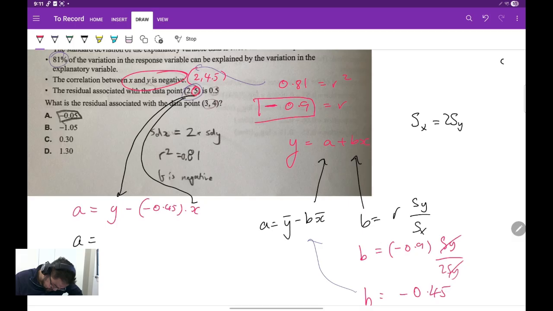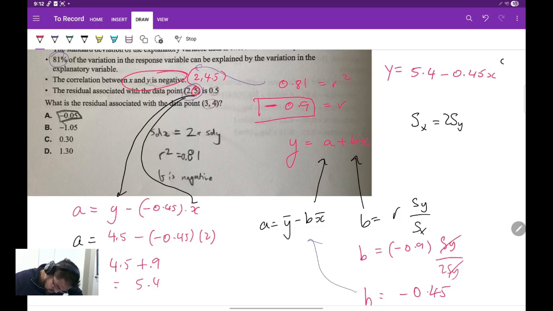Wow. So this one here goes 4.5 minus negative 0.45 times 2, and that's 4.5 plus 0.9, which gives us 5.4. So 5.4 is our a value. So what does that mean? It means we've got y equals 5.4 subtract 0.45x. That's our regression equation.